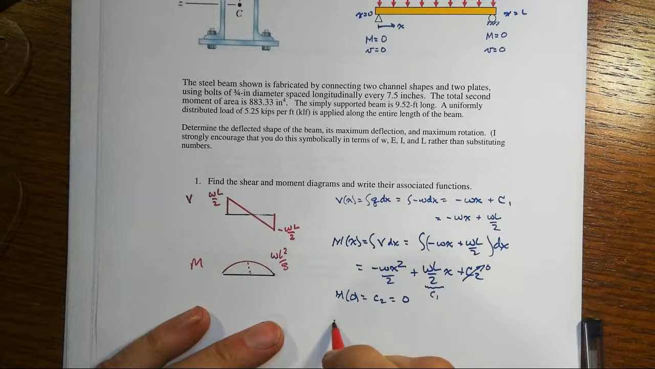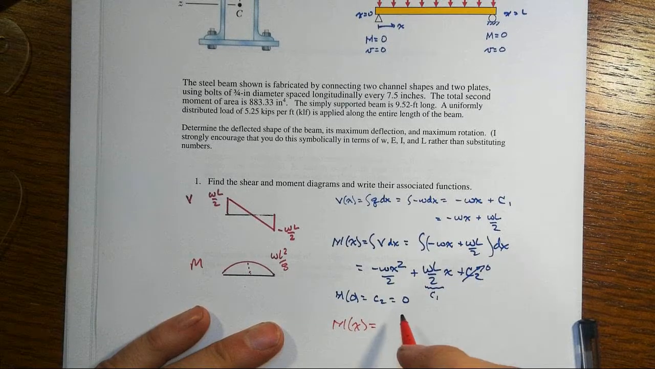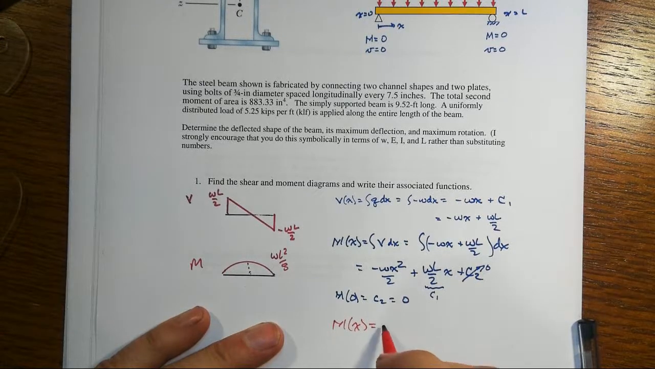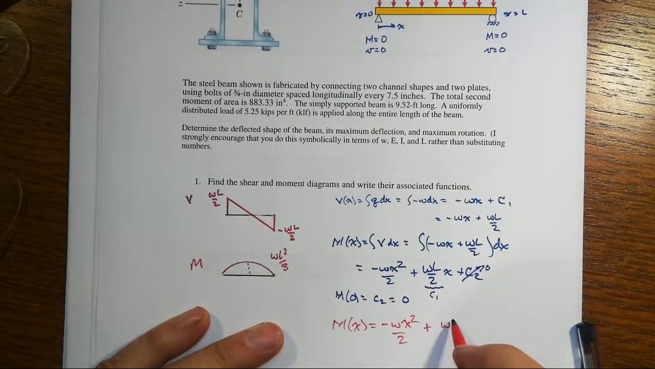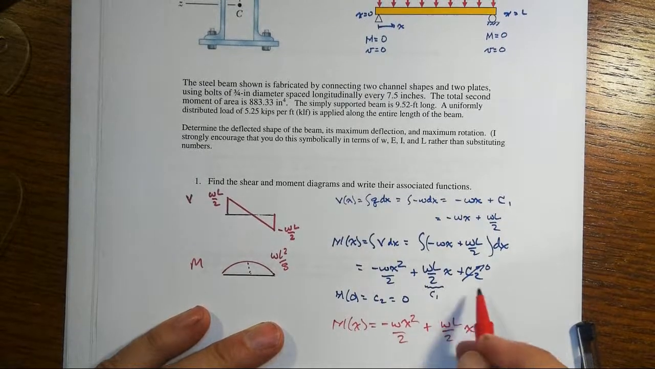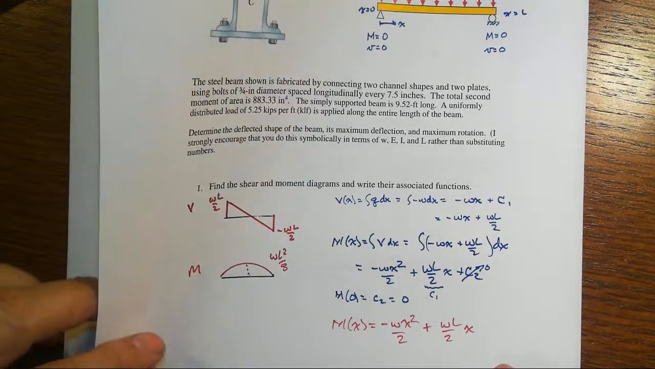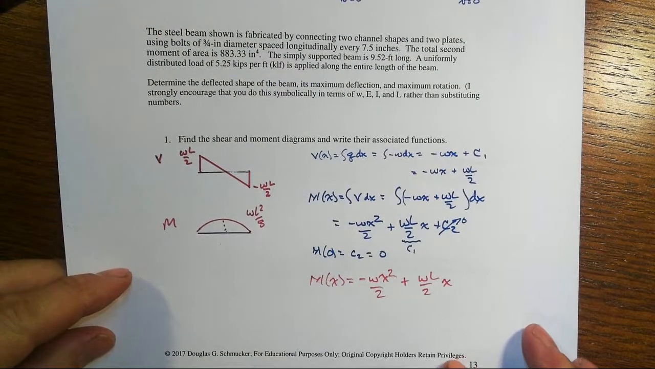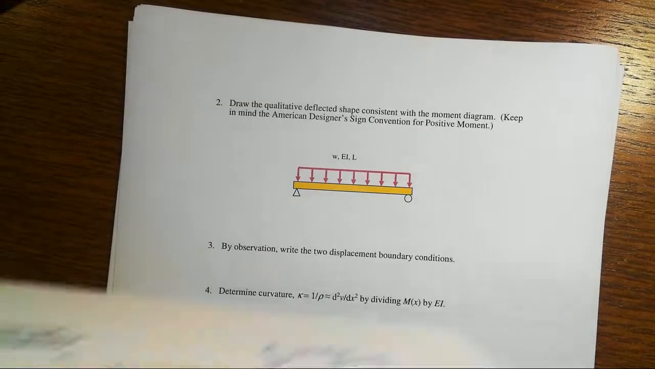So we end up with a moment function, though, ultimately, that I couldn't have written by observation. I would have had to go do this: minus wx squared over 2 plus wL over 2 times x, and of course c2 is equal to 0 here. It seems like in every example we've done, one of those constants has turned out to be 0. It's not always going to be like that. It just is this time. So that's our moment function.